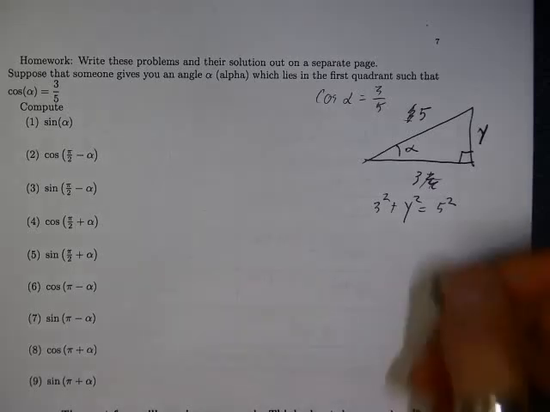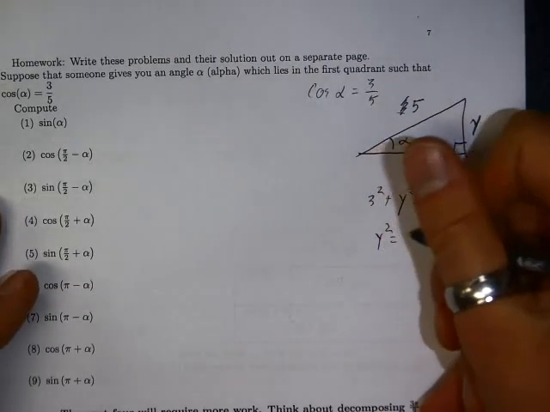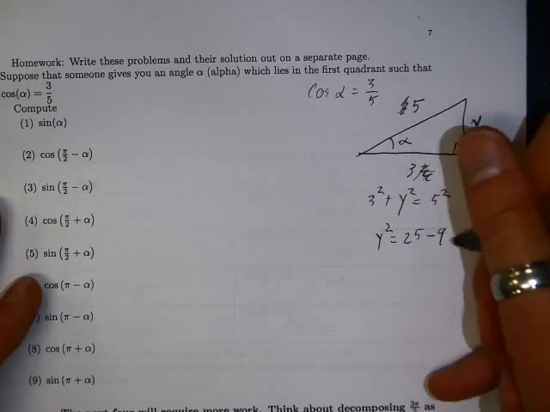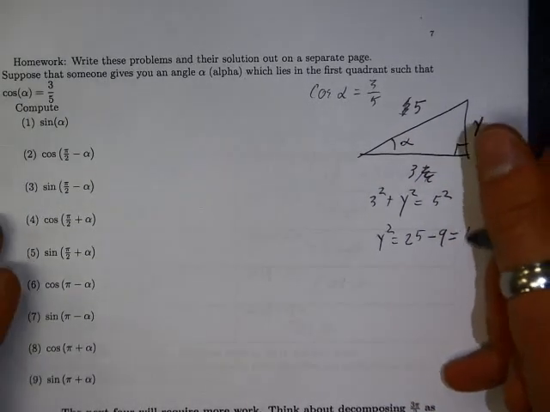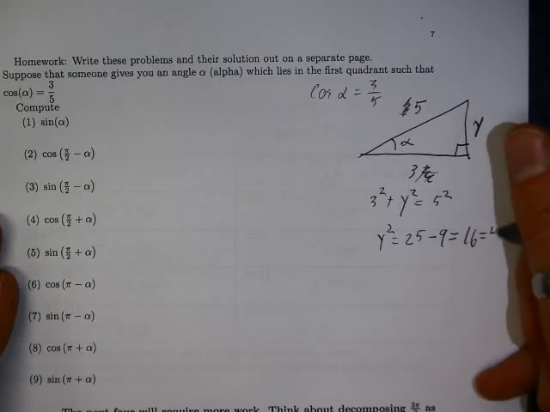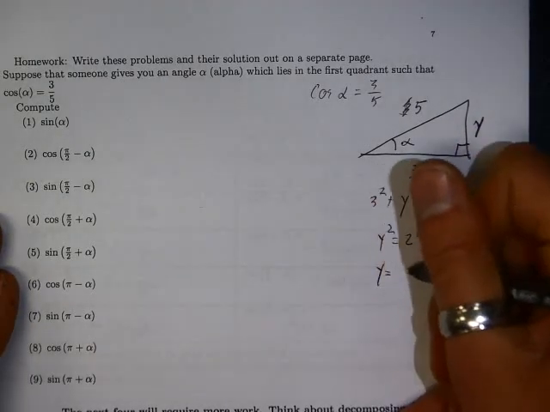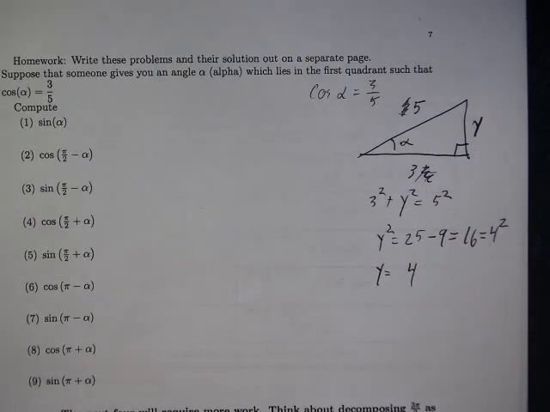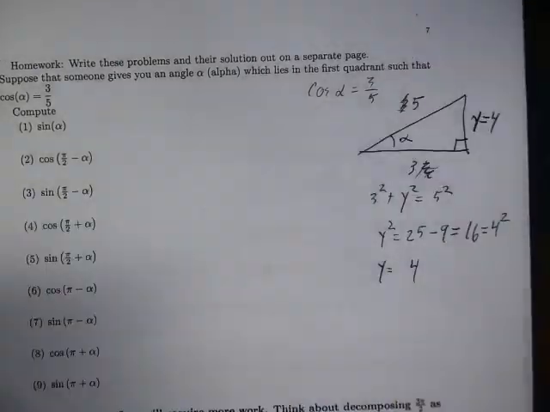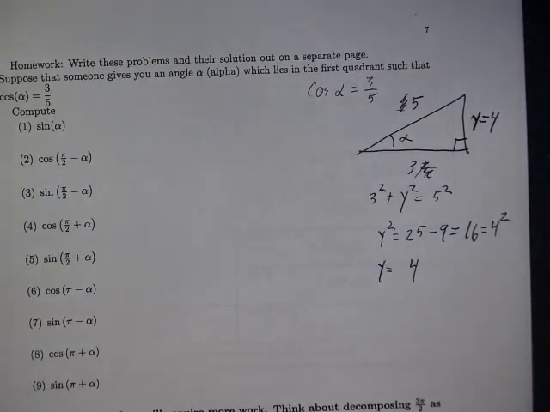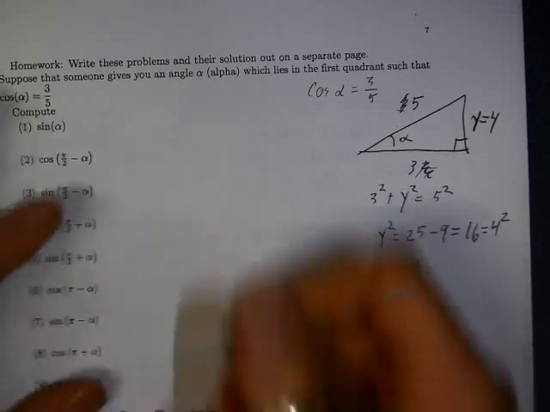Yeah, so y squared is apparently 25 minus 9, which is 16. Is that a perfect square? So what is y? 4. And theoretically, you could say it's plus or minus 4, but it's a triangle, so it better be positive. So tell me, what is the sine of alpha? 4 over 5.